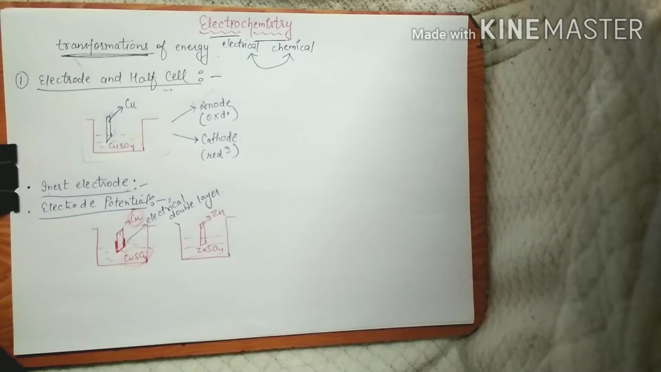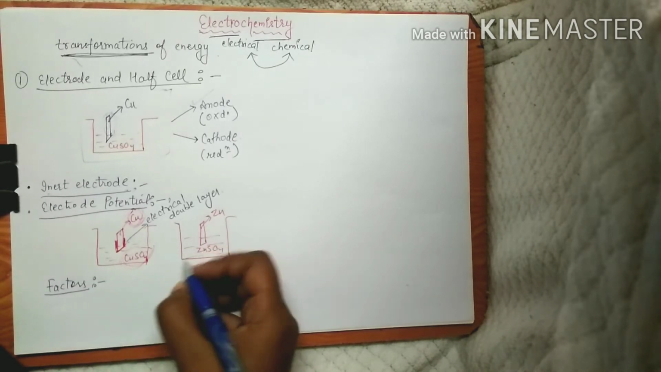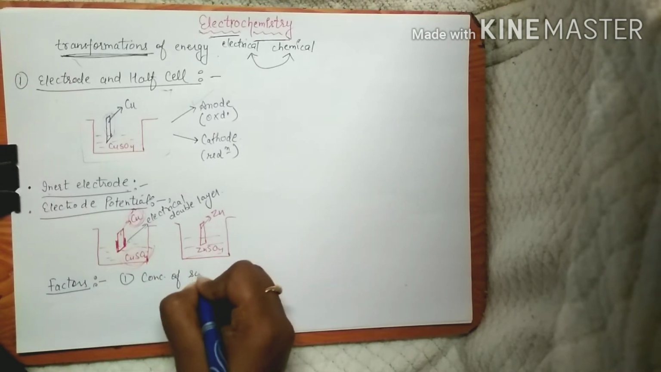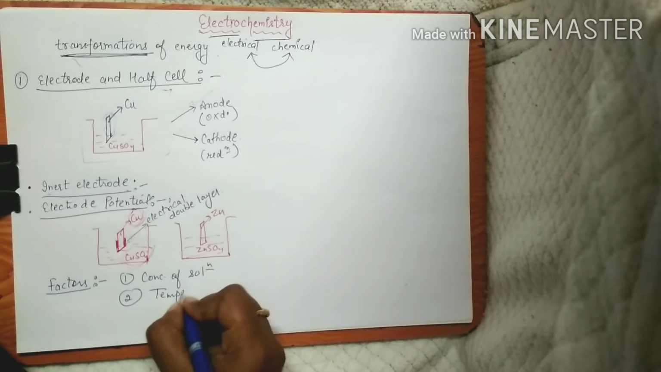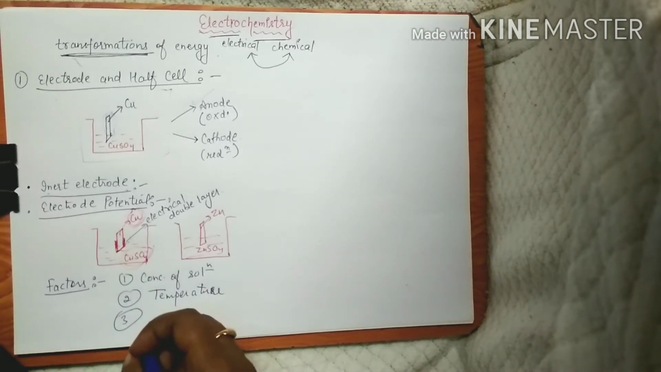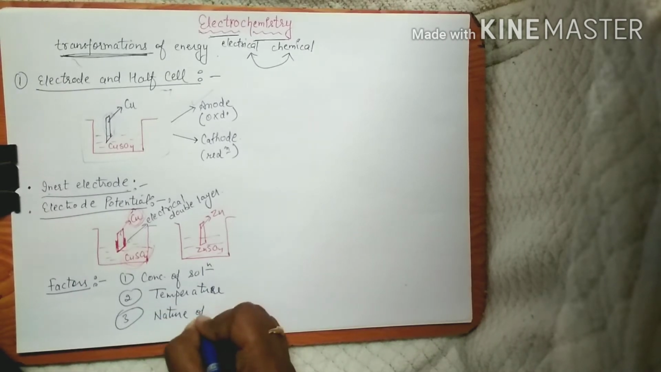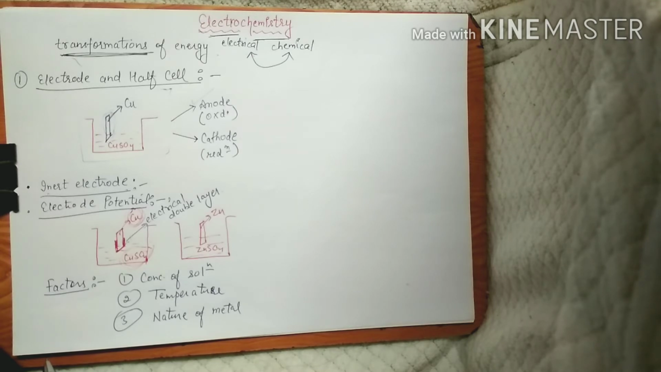Now what are the factors which are going to affect the potential of any electrode? Basically three factors affect the electrode potential. First is the concentration of solution. Second is the temperature. And third is the nature of the metal. So these are the factors which are going to affect your electrode potential.